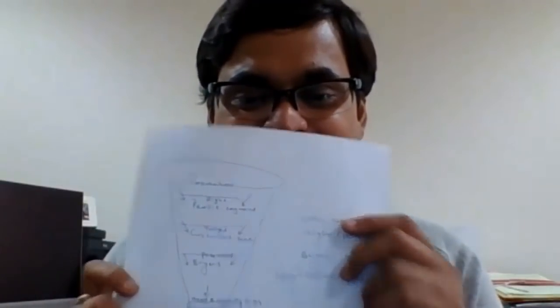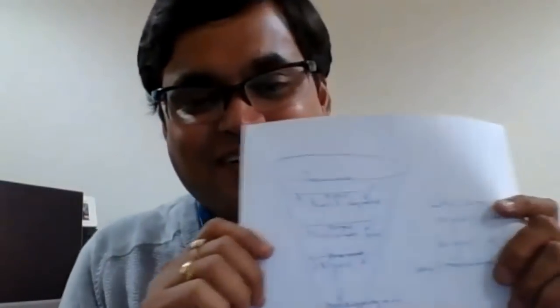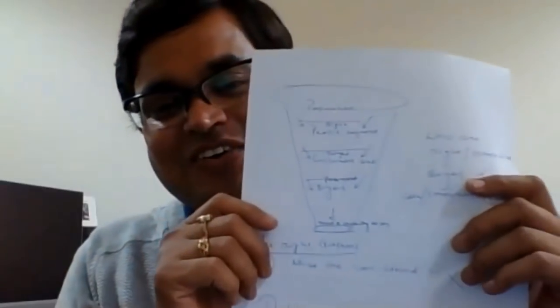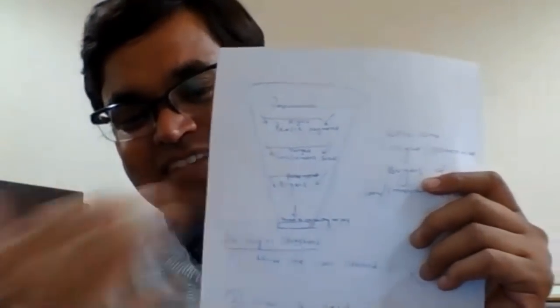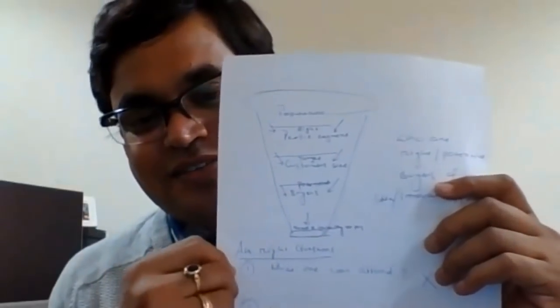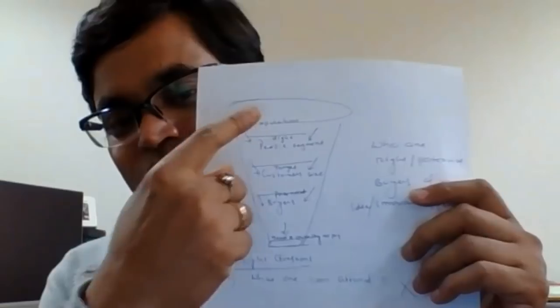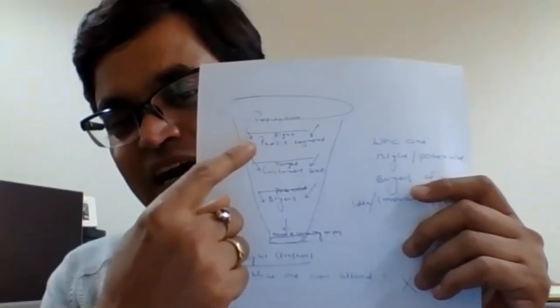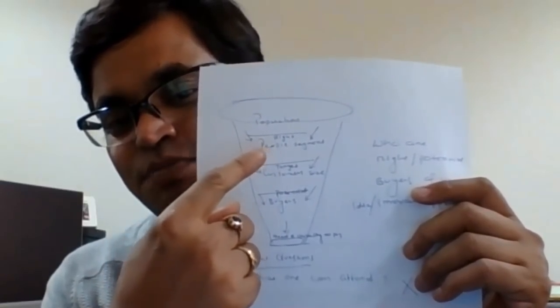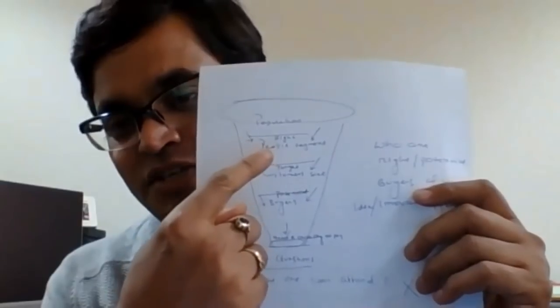Also, I was scribbling certain things, so I made certain things on my paper. It's a mirror image, so it's showing that way. What I did, I made a funnel, and I started by putting the population, and then coming to the right people as a segment.